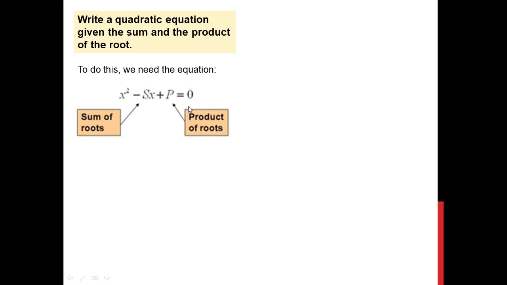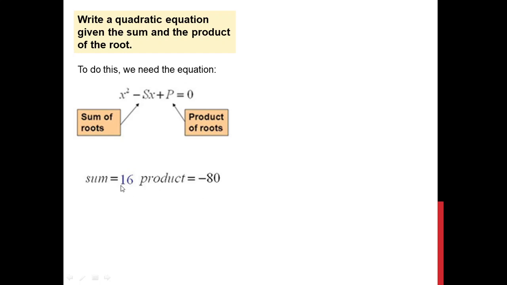Now what have you noticed in this equation? Based on our standard form of the quadratic equation, s here is the numerical coefficient of x, meaning the numerical coefficient of x is the sum of the roots, and our constant is the product of the roots, which is p. Let's have an example.